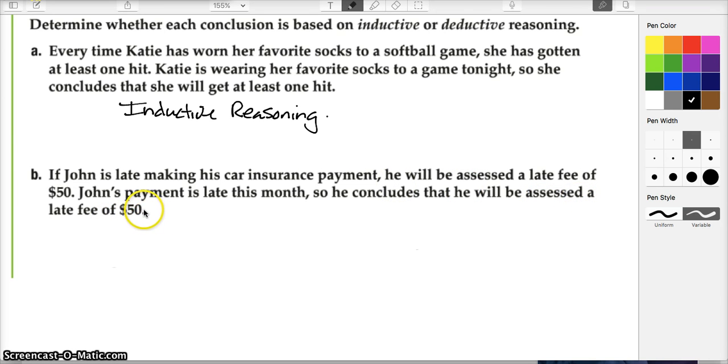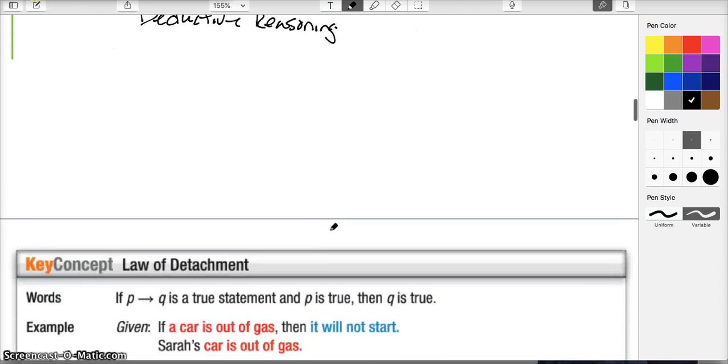So what do you think? It looks to me like this would be, which one, inductive or deductive? There's a law that says you're going to get fined $50 for being late, and so he uses that law to assess his situation. He is indeed using deductive reasoning. Does that kind of make sense? I hope that helps out. So that's deductive reasoning. Let's take a look at a couple of other examples along these lines.